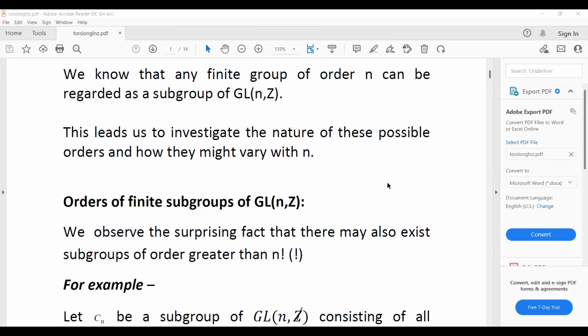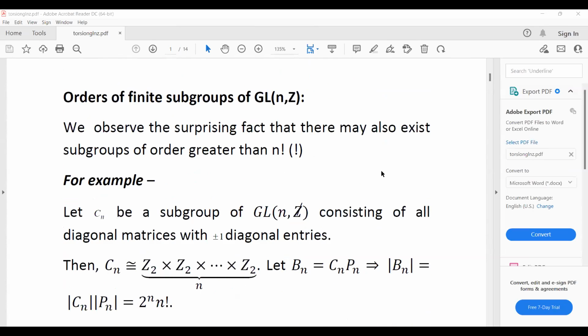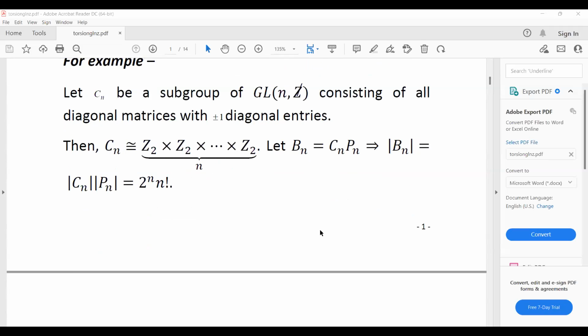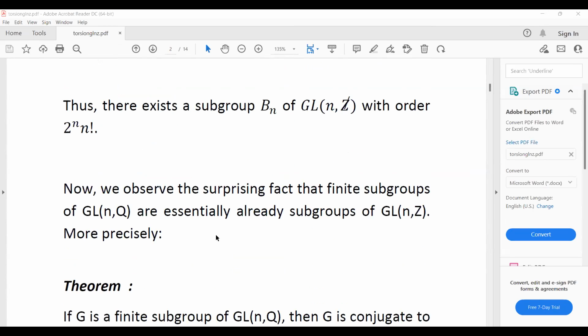But the first thing we observe is that there can be bigger orders. For example, look at this subgroup of diagonal matrices where plus or minus ones are there. So you have a subgroup of order 2 to the power n times n factorial, which is bigger than n factorial. What I'm saying is, with this additional thing here, we do have subgroups of orders bigger than n factorial inside GL_n(Z), namely this. That's what we said here.